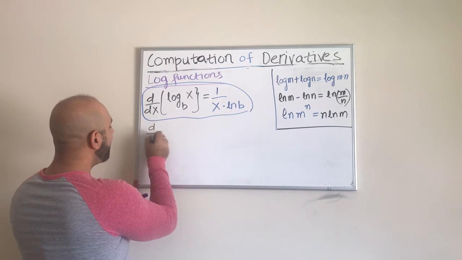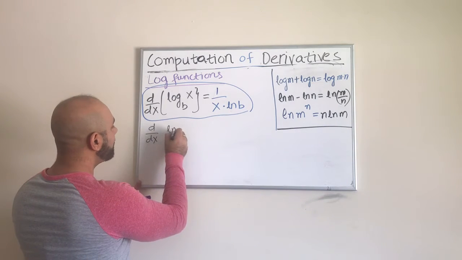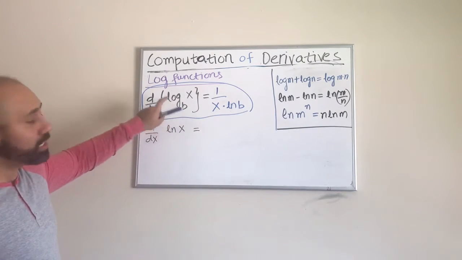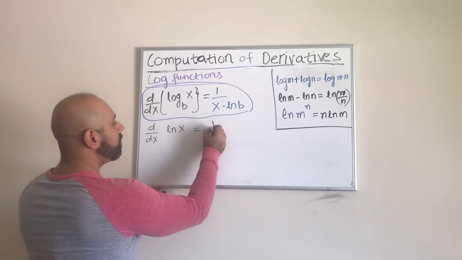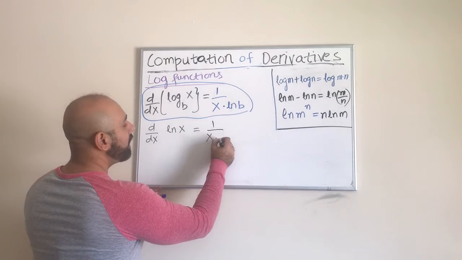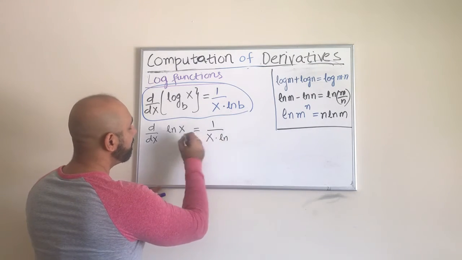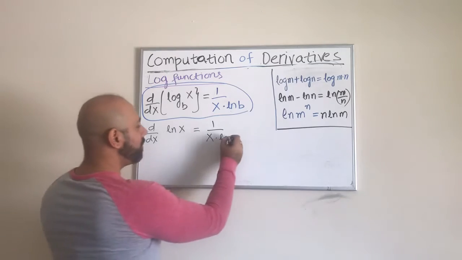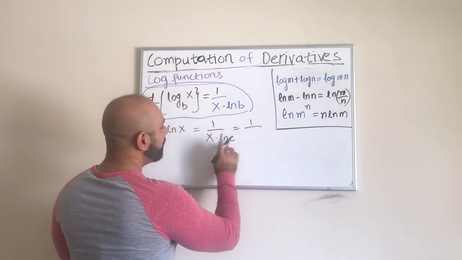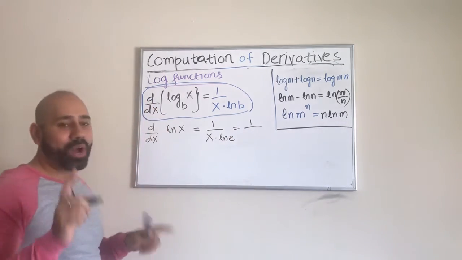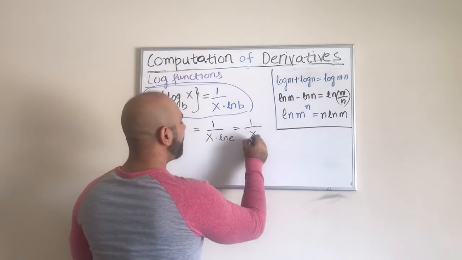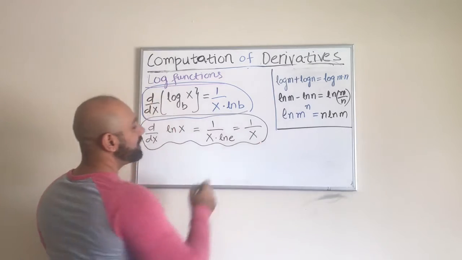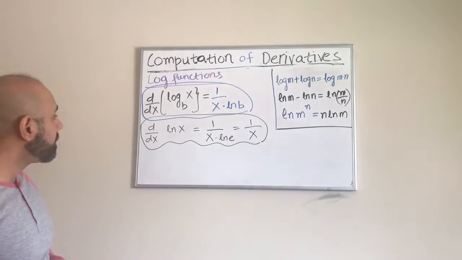Okay, so guys, based on this, the very first consequence that we need to write is, what would be the derivative of just the natural log of x? Again, we can use the same formula. It's going to be 1 over x, but we have to multiply by the natural log of the base. In this case, the base is e, so it is ln of e. But we know that ln of e is just 1. So the final answer is just going to be 1 over x. So the derivative of the natural log is simply 1 over x.